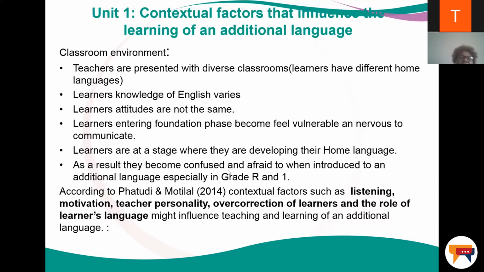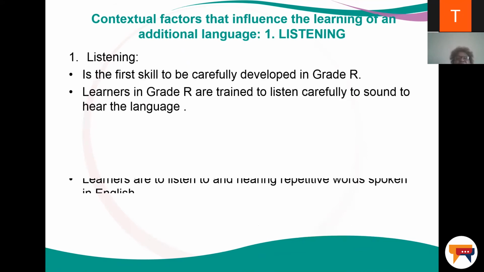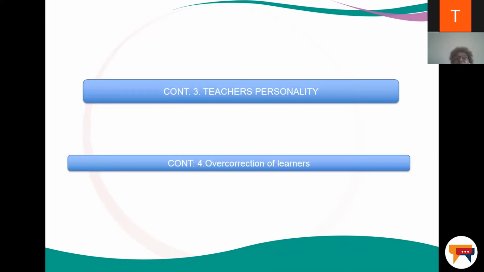Remember who they are. According to Pateuda and Mutila, 2014, contextual factors such as listening, motivation, teacher personality, overcorrection of learners, and role of learner language might influence teaching and learning of additional language. Let's see how they unpack this. Contextual factors. They spoke about listening. They say listening is a contextual factor. Okay, let's look at that.